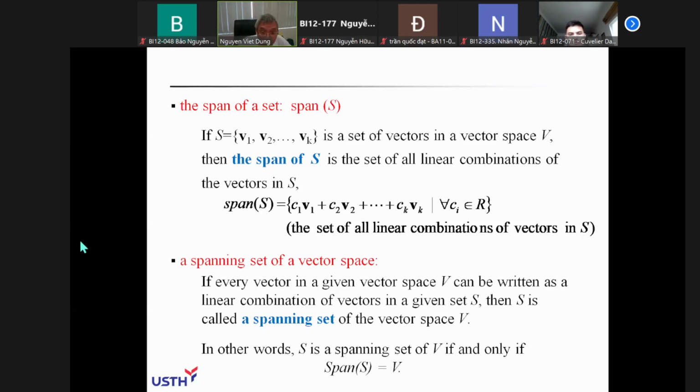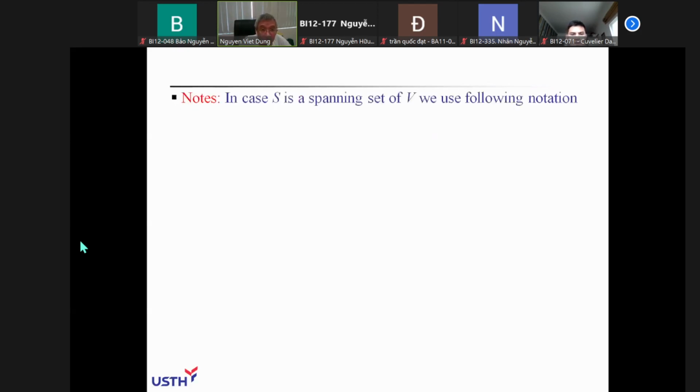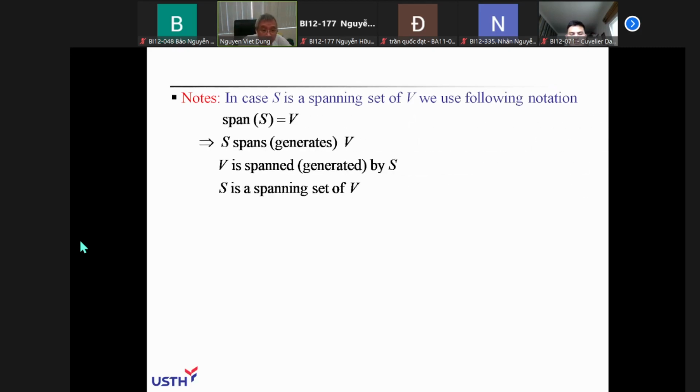So we continue with that. In case S is a spanning set of V, we can have many ways to say about that. Here are some wording of that. We can say span S equals V. We can say S spans V or S generates V. We can say V is spanned by S or V is generated by S. Or we can say S is a spanning set of V.